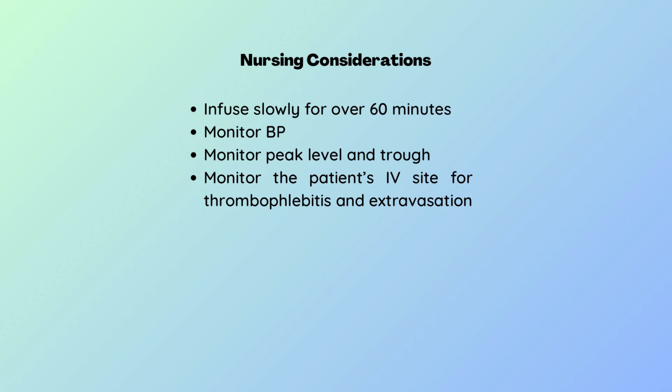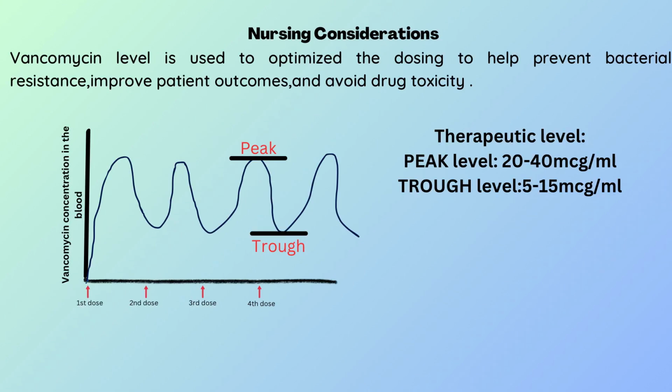Monitor blood pressure. Monitor the peak level and the trough. Monitor the patient's IV sites for Thrombophlebitis, which is inflammation of the vein, and Extravasation, which is the leaking of the medication into the surrounding tissue. Vancomycin level is used to optimize the dosing to help prevent bacterial resistance, improve patient outcomes, and avoid drug toxicity.